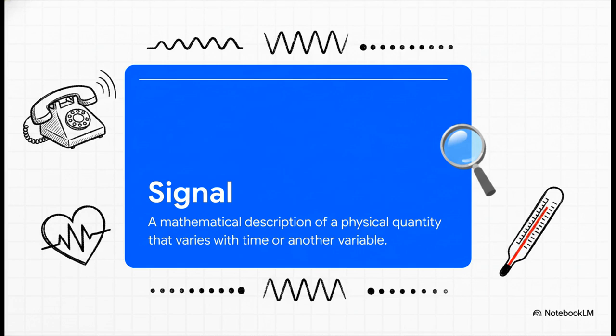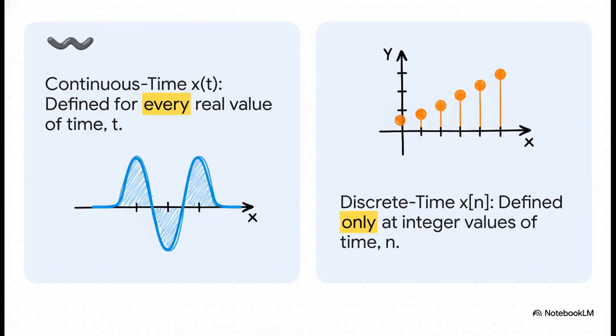And that right there, that pattern, leads us straight to our very first formal definition. A phone call, a heartbeat, the temperature, these are all what we call signals. A signal is just a way for us to use math to describe some physical thing that changes over time or some other variable.